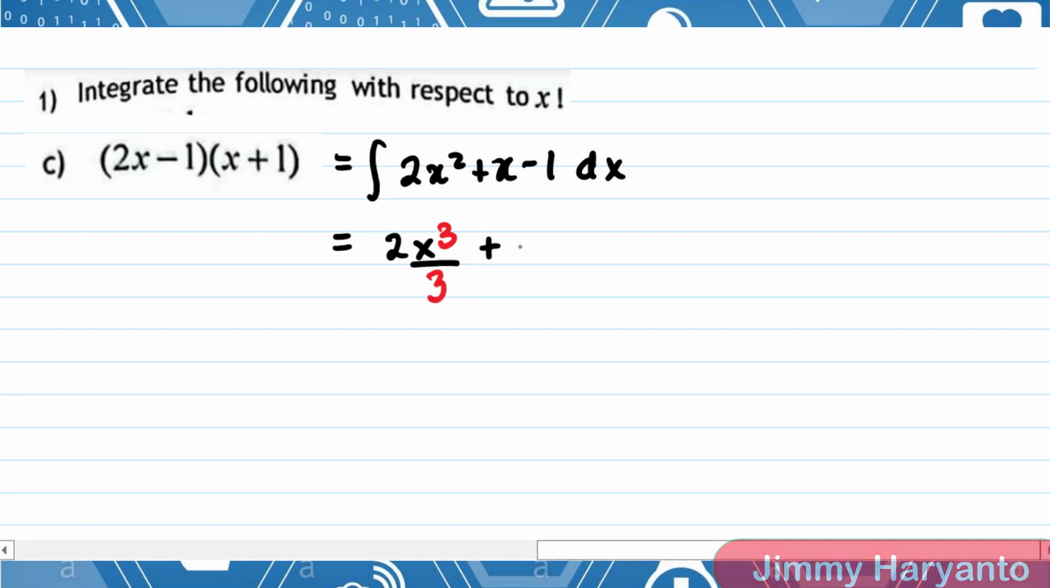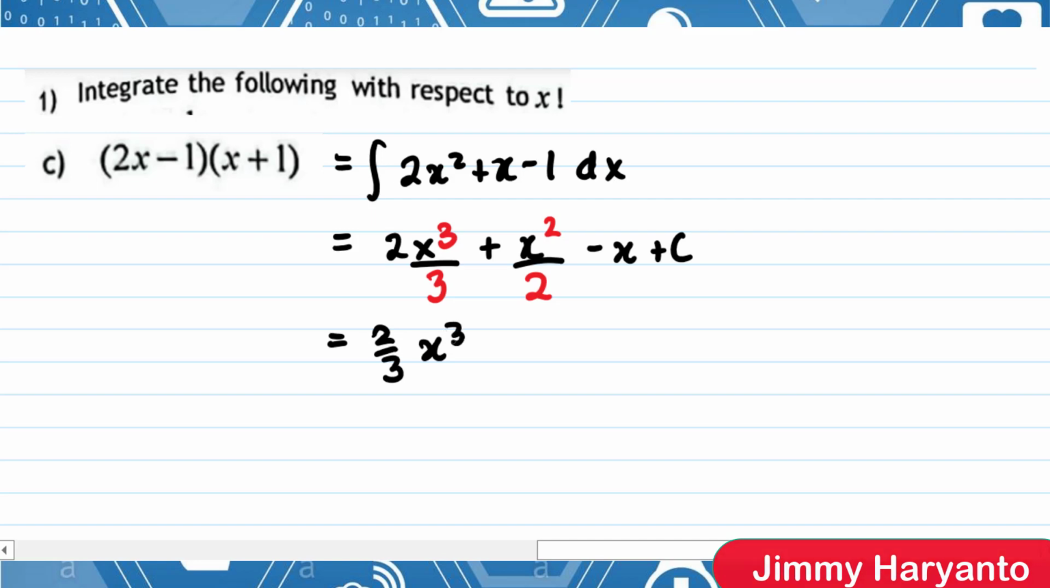The same thing with the powers. And then for this one, x to the power of 1 plus 1, it will become 2, and then the denominator will be 2 also. And for the negative 1, it will become negative 1x and then plus c. So the final answer will be 2 over 3 x to the power of 3, and then plus half x squared minus x plus c.